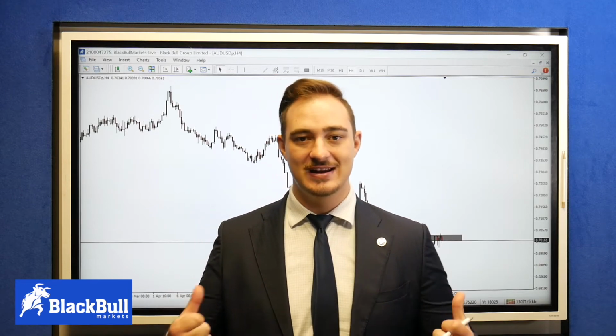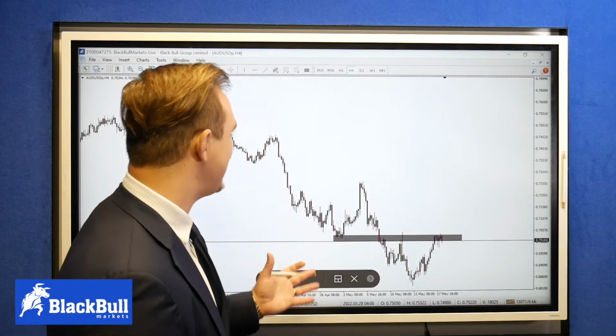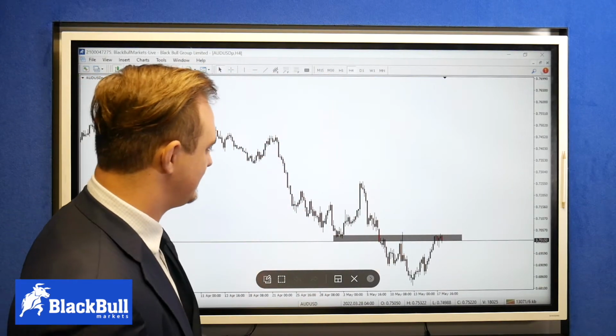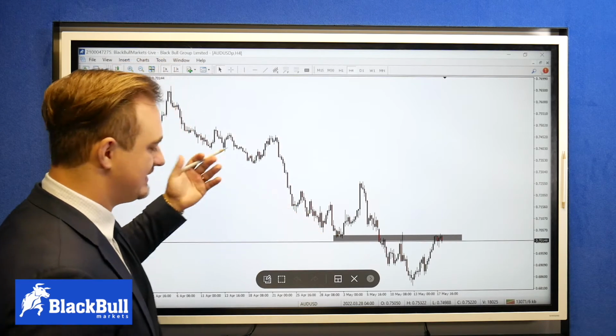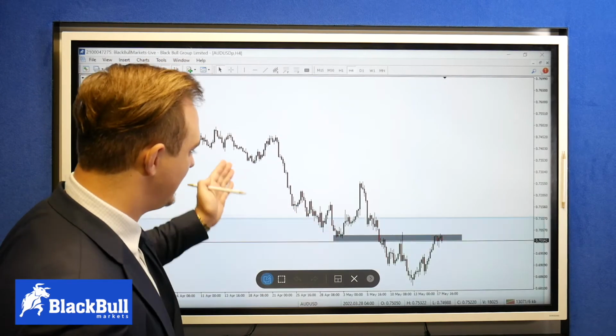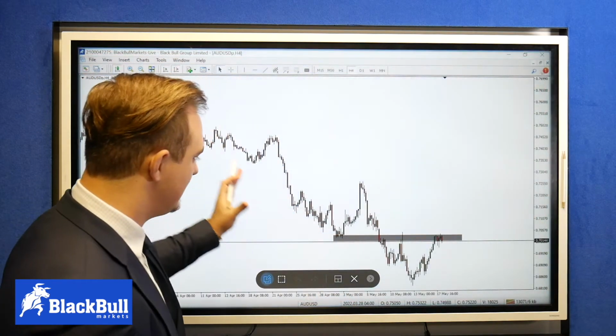So without further ado, let's jump into the charts and see what we have. So this is AUD USD. This is the 4 hourly time frame. Now we're on this beautiful downtrend. We can see our lower highs and our lower lows making this nice little move to the downside.